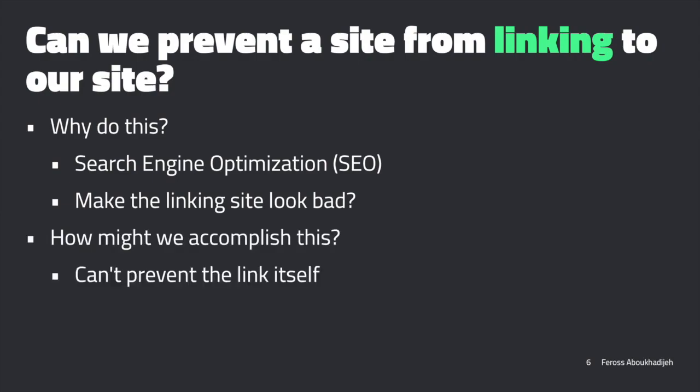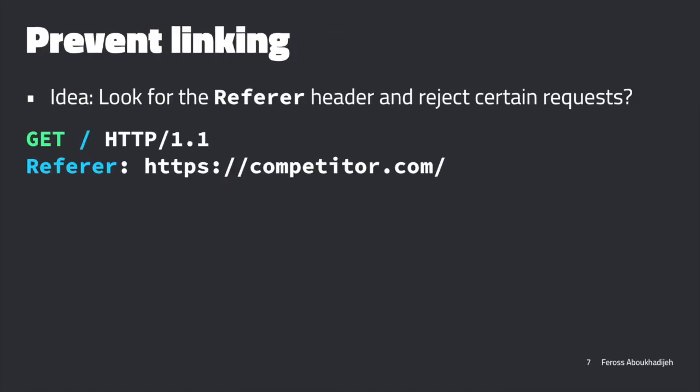We can't actually prevent the link itself, but we might be able to reject the request when we get it. So does anyone have ideas? The referer, yeah, exactly. It's just what we mentioned before. Look at the referer. This is what the request to load our homepage is going to look like. And if we see that a competitor wrote a blog post about us, we can give them a different page, right?